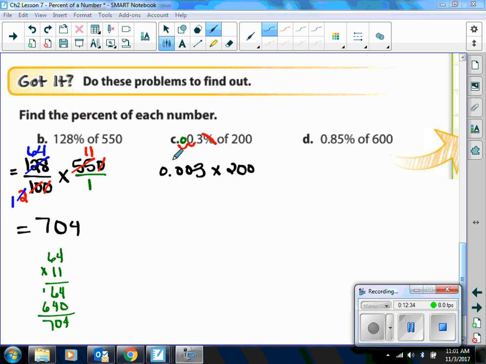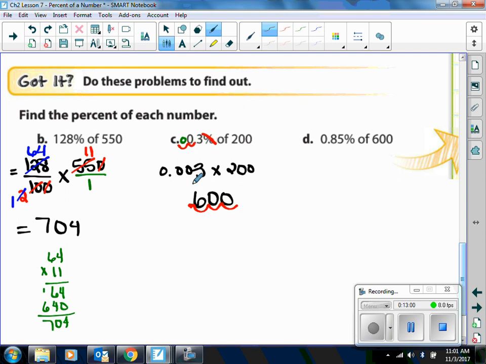0.003 of means times 200. So now when I multiply 3/thousandths times 200, can I just multiply the 3 and the 200? Yeah. So that's going to be 600, right? And how many numbers do I have behind the decimal in the problem? 3.